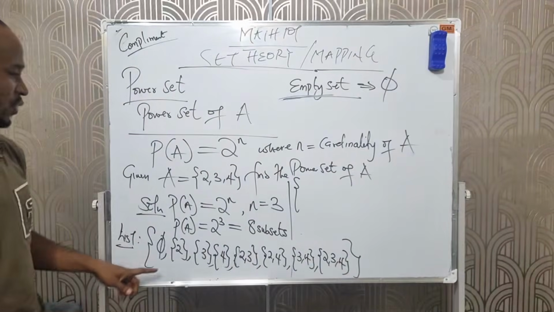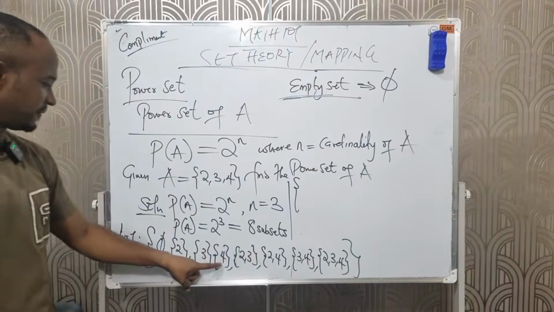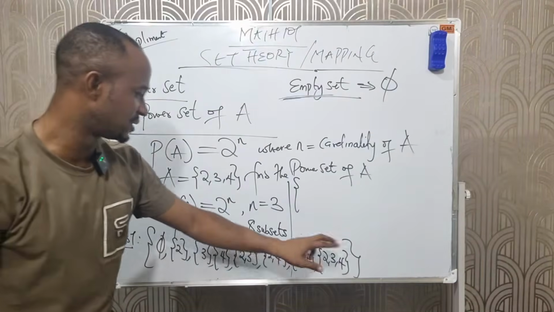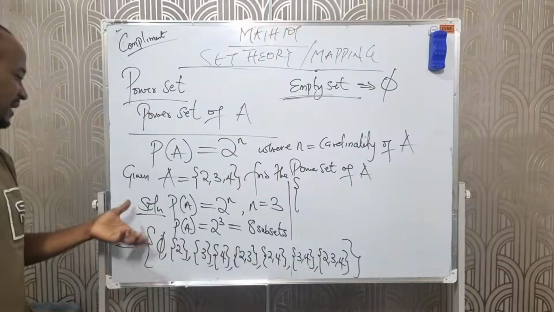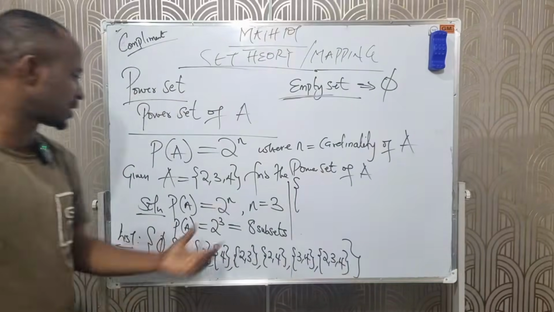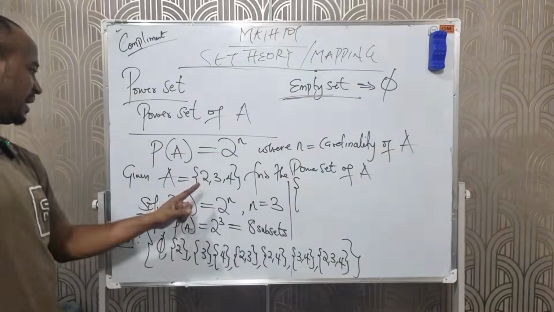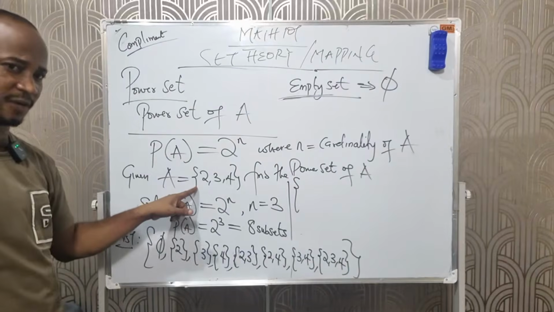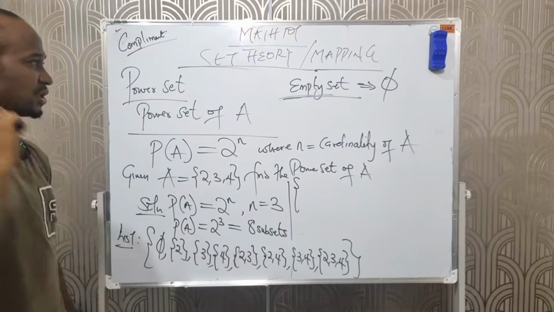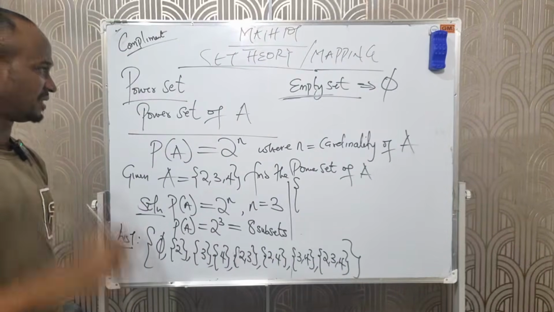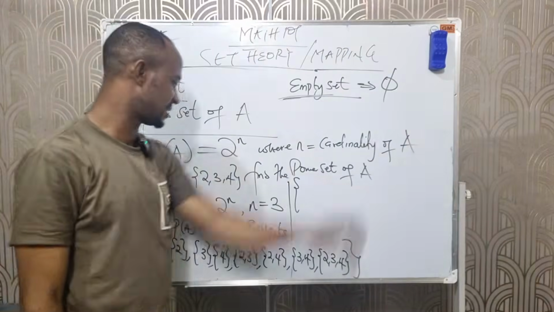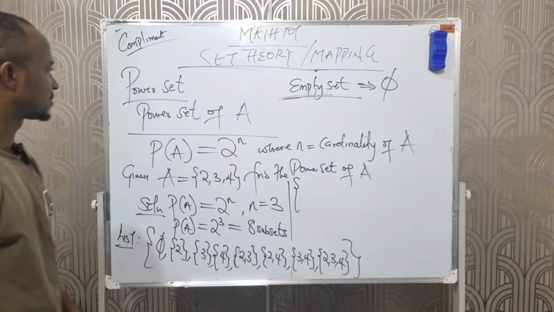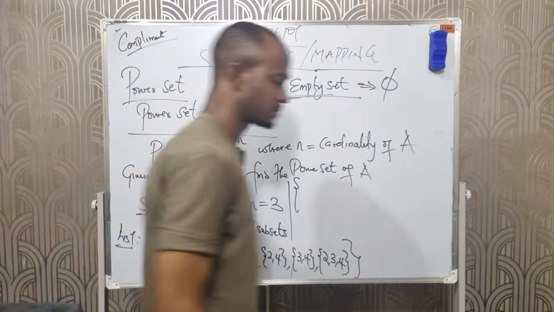Let's count how many elements we have here: 1, 2, 3, 4, 5, 6, 7, 8. So these are the 8 possible subsets contained in set A. But don't forget that the first subset of every given set is an empty set. All right, so let's proceed to the next.